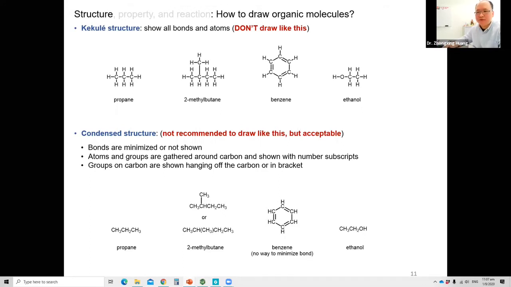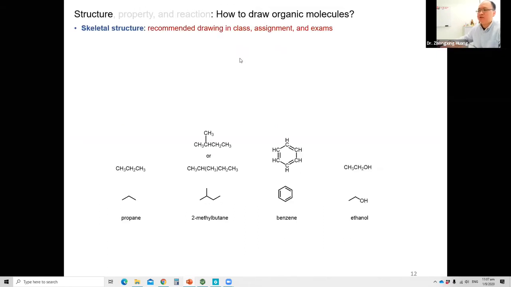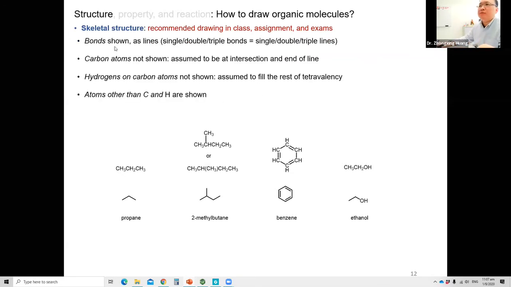If this appears on your exam, I will accept that, but the best structures I want you to draw are called skeletal structures. It's recommended for drawing in class assignments and exams. So what's the point here? Bonds are shown as lines. You don't see any carbon atoms here because carbon atoms are not shown in skeletal structures. They are assumed to be at the intersection and the end of a line.